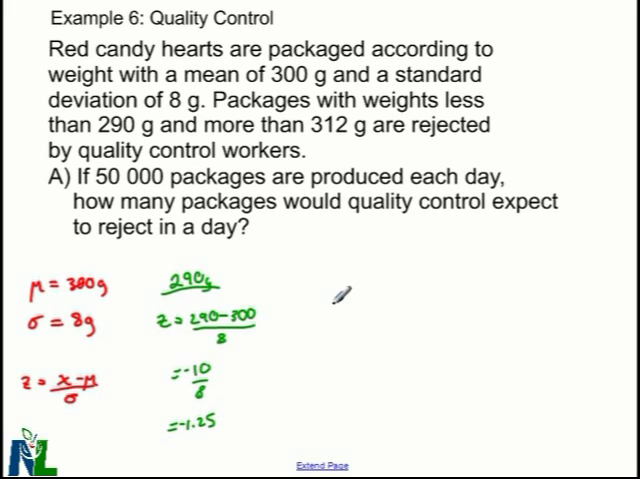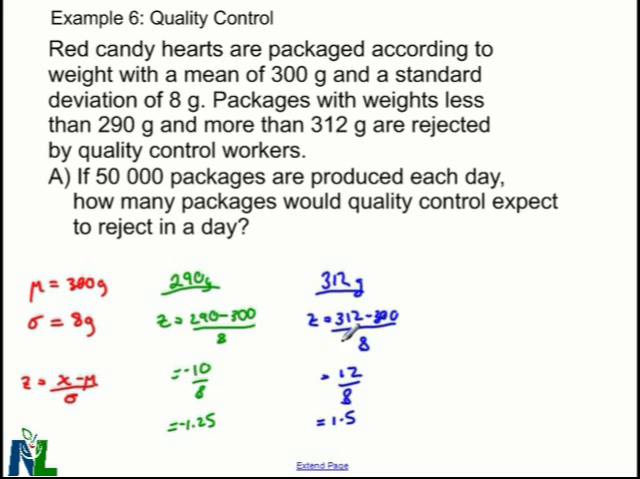I'm then going to find the z-score for my upper bound, which is my 312 grams. So I'm going to take my 312 and plug that in for x, and once again divide by my standard deviation. So that's going to give me 12 divided by 8 for a z-score of 1.5.